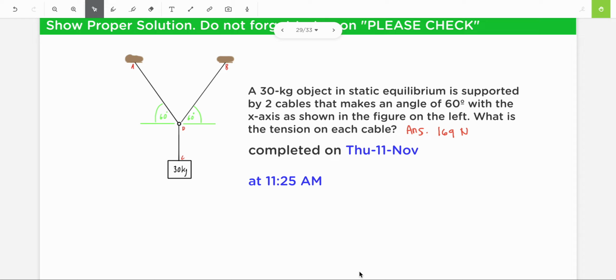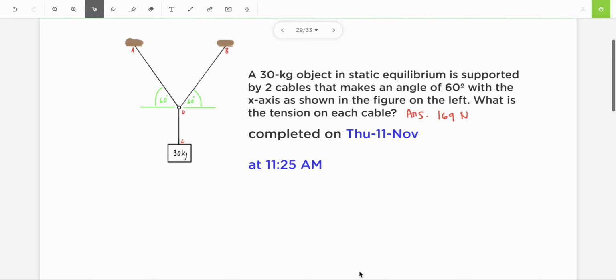We can also name the tension cables T1 and T2 to find them. So it would be very easy. So let's start. First of all, we should draw a line with a cable, sorry, the cables are coming like that.